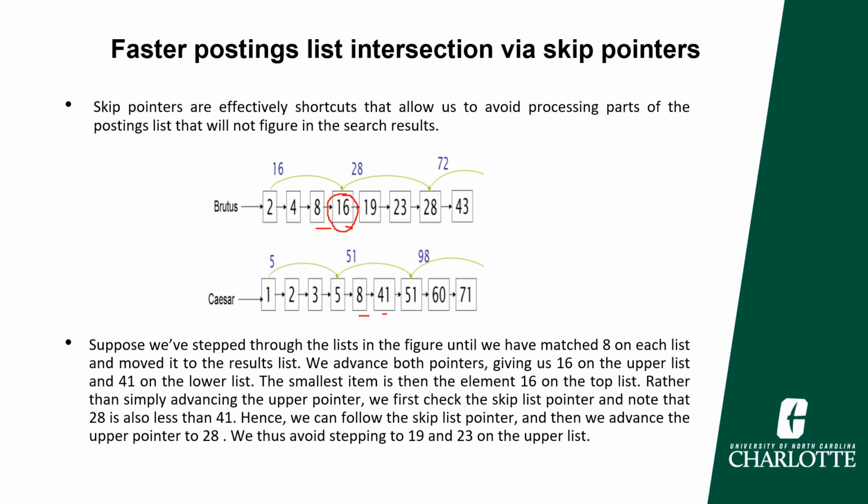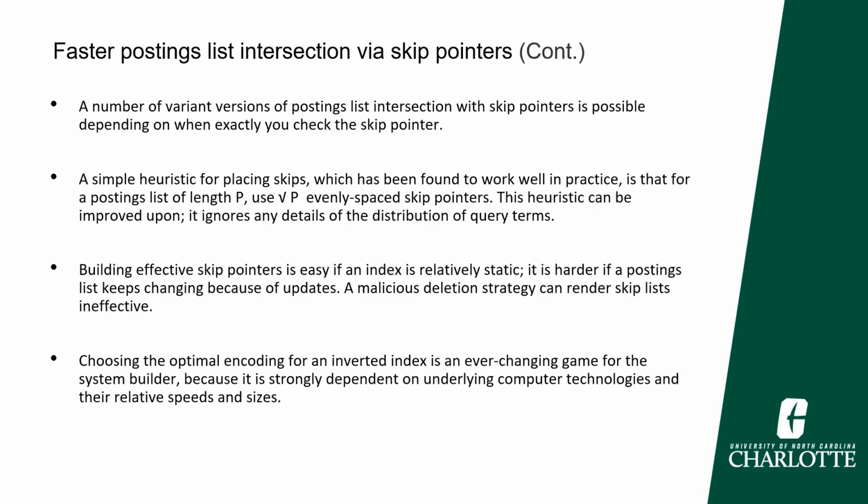the 16 will be redirected to its next skip pointer, and then we will be checking whether the 28 is less than or equal to 41. Since the 28 is less than 41, the 16 will directly redirect to 28 instead of redirecting to 19. So with this process, we will avoid these two steps of matching with 19 and 23, through which we can decrease the time of the searching process.